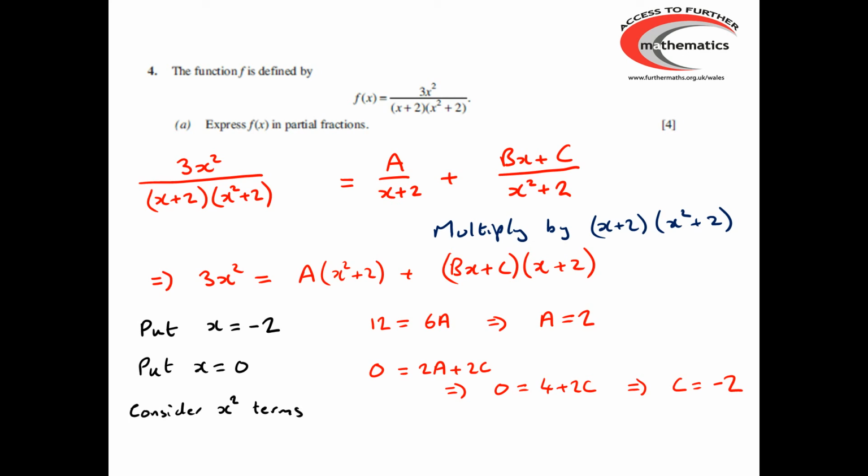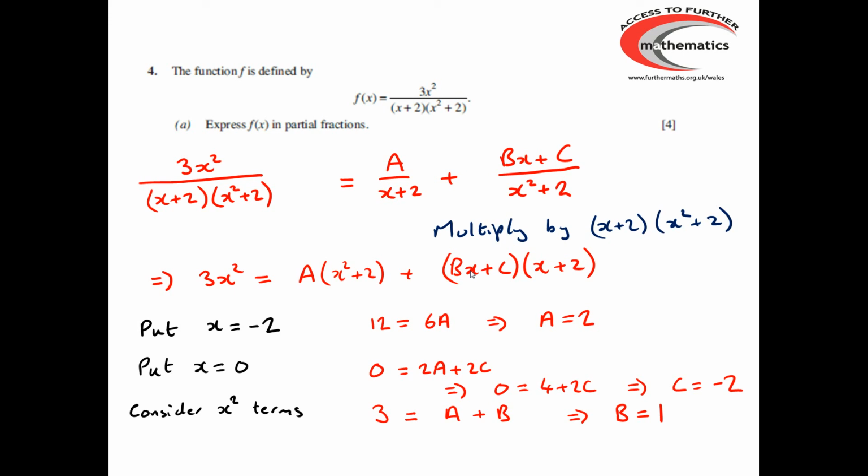Finally, we can look at the number of x squareds that we've got on both sides of this expression here. On the left hand side we've got 3 lots of x squared. On the right hand side we've got a lots of x squared here, and then we have b lots of x squared from the double bracket here. So we must have 3 equals a plus b. We know that a is 2, so b must be 1.